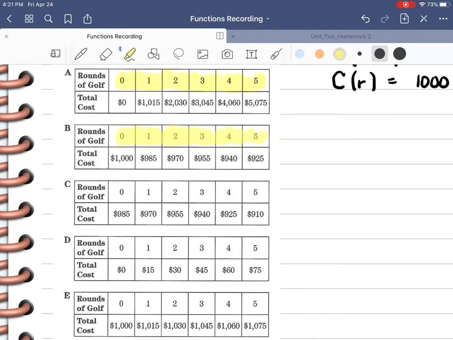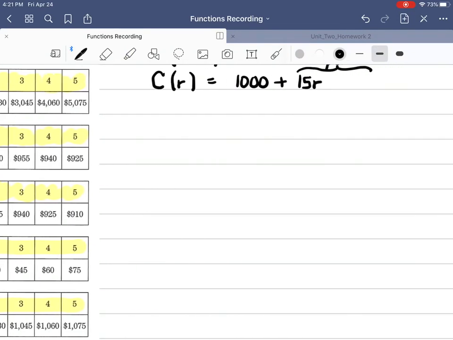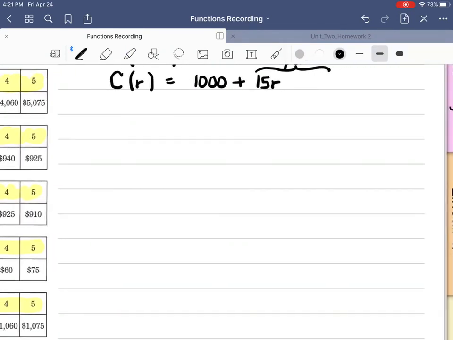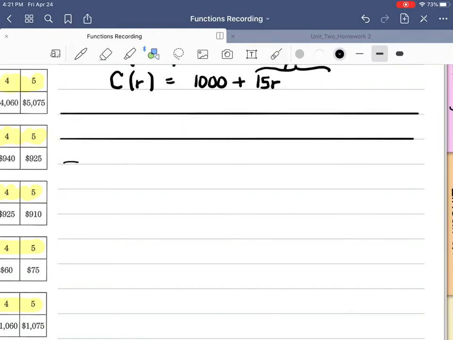So those domains match each other. This one matches, that one matches, and that one matches. So they were nice to me this time. They let me have the same domain in each table. So guess what my domain is going to be as I evaluate this function? I'm going to use the same input values that they used.